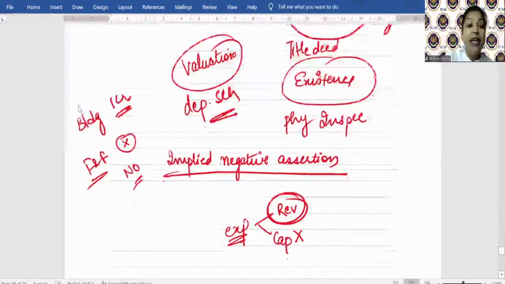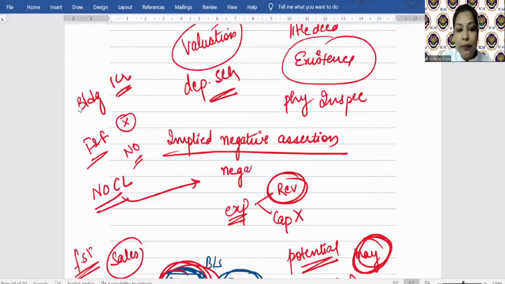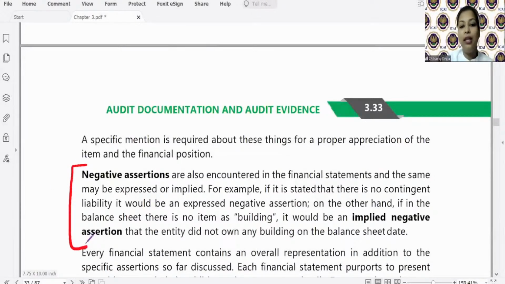ठीक है? When management clearly discloses in the notes to accounts that there is no contingent liability, तो ये भी तो negative assertion है ना, but अब ये क्या है? Expressed negative assertion. तो कोई भी assertion हो, negative, positive, implied, expressed, auditor has to check all the assertions. Then only the auditor can give his opinion on the financial statement as a whole. तो negative assertion और ये implied assertion, यहाँ पर आप इसको पढ़ना बहुत अच्छे से समझ आएगा.